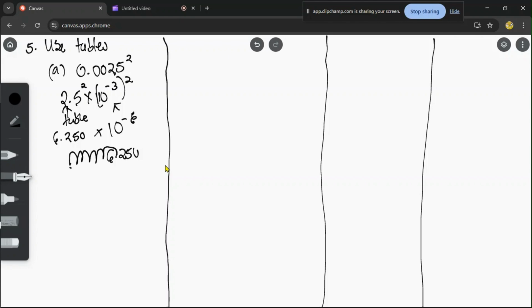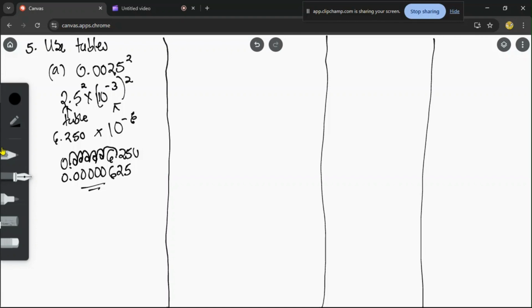The decimal is somewhere here, so I write 0.00000. How many zeros? 1, 2, 3, 4, 5. So the answer is 0.00000625. My answer will be like that.